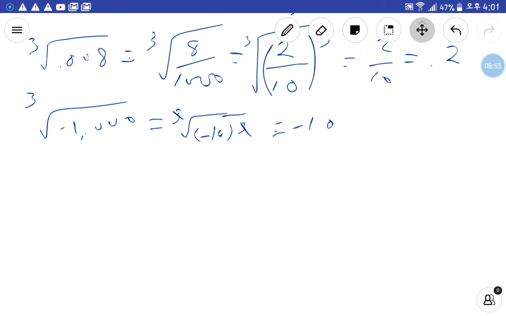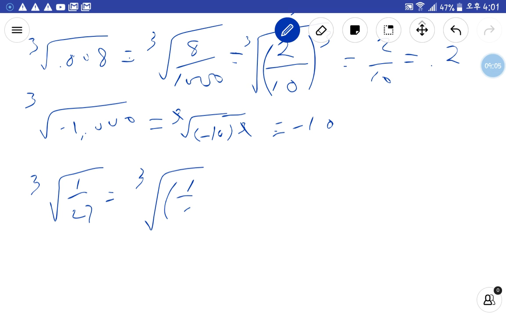My next question is 1/27. So cube root of 1/27. 27 is what? 3 cubed. So this one can be written as 1/3 cubed, and the cubes cancel with the root. Then I have 1/3. So I can say 1/3 is the only real cube root of 1/27.